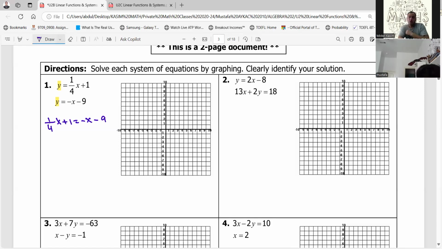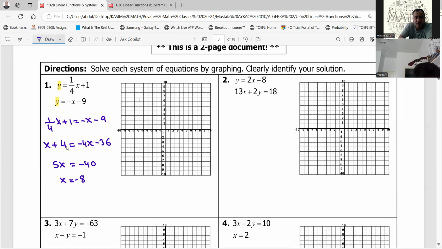Mustafa, we have a fraction here, right? Why don't you change this into a whole number? Multiply everything by 4. 4 times 1/4 is x. 4 times 1 is 4, right? And here we have negative 4x, negative 36. Now move negative 4x to the left-hand side, we have 5x. And 4 to the right-hand side, negative 40, right? And x is equal to negative 8.